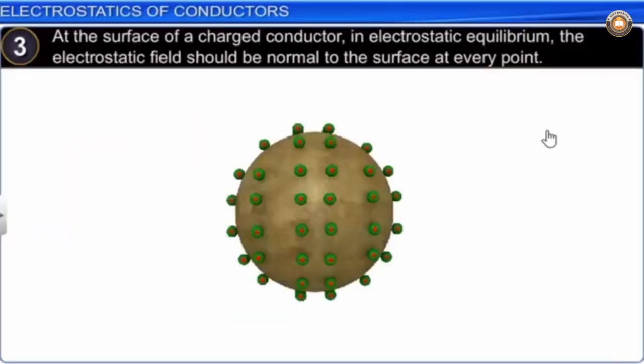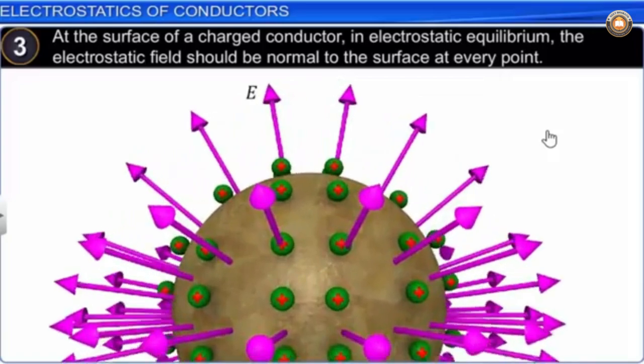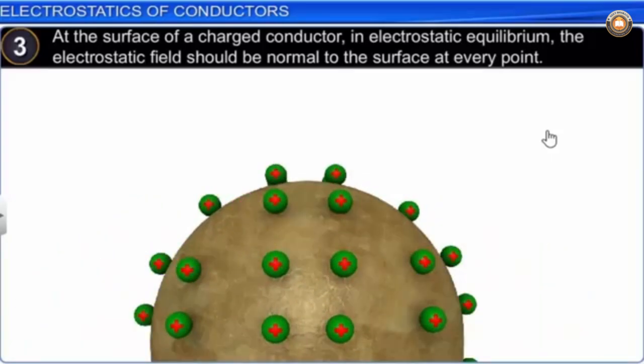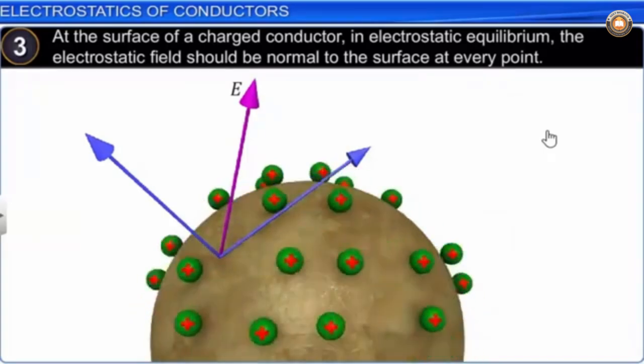3. At the surface of a charged conductor, in electrostatic equilibrium, the electrostatic field should be normal to the surface at every point. To prove this, for a conductor in electrostatic equilibrium, let us assume that the electric field E due to the charged conductor is not normal to the conductor but as directed. In that case, it will have a component parallel to the surface of the conductor. Then, the free charges on the surface would experience some force and move along the surface.